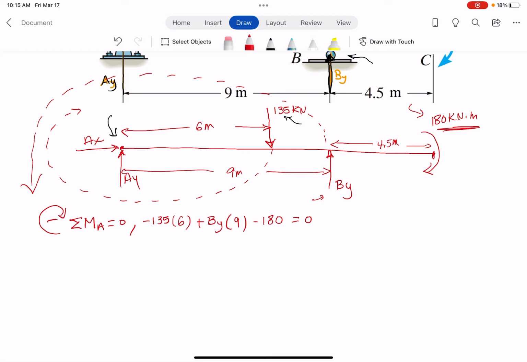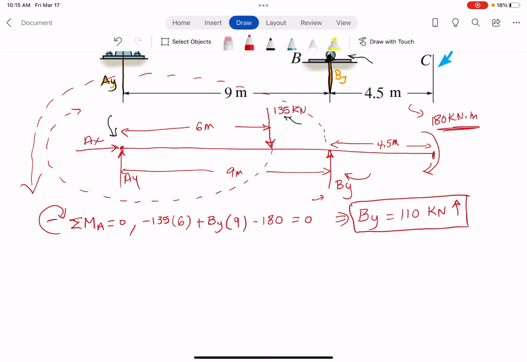So this is 135. So you do the calculation here. By will be plus, so By will be 110, and of course, kilonewton. And since it's a plus, our assumption is correct. It's up. As you can see here, I assumed it already up.